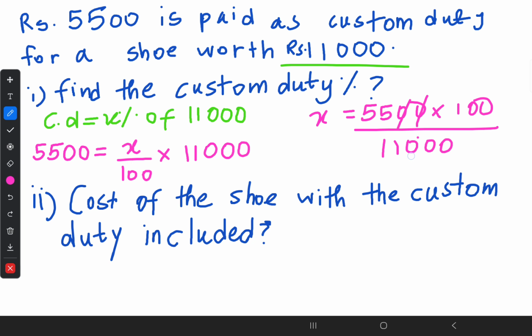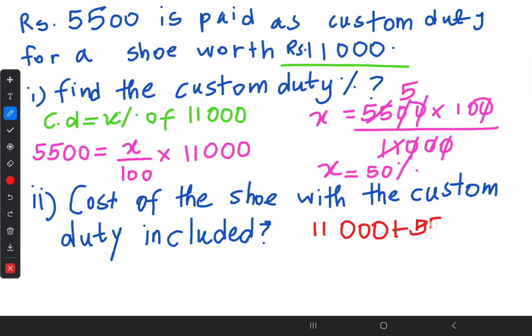We can simplify this. It will become 5 times. So x is 50 percentage. The percentage of custom duty being charged is 50 percentage. Cost of the shoe with the custom duty included. So initially the price of the shoe is 11,000. With that you need to add the custom duty value that is already known, 5,500. After that it is rupees 16,500.